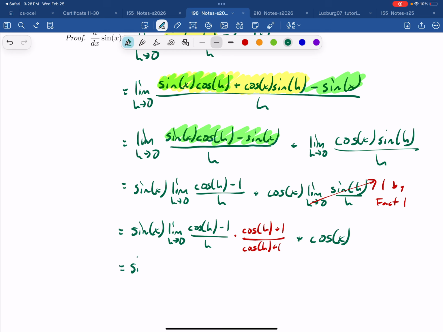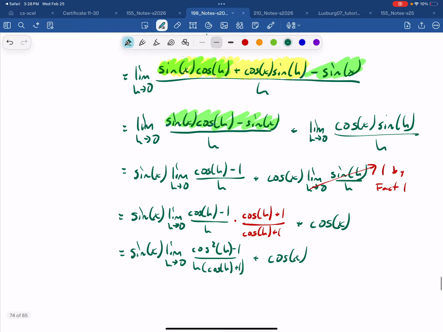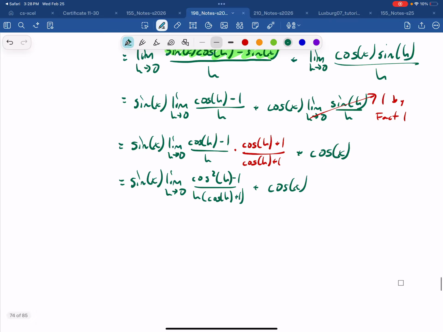And so we're going to wind up getting sine of x times the limit as h approaches 0 of cosine squared of h minus 1 all over this stuff. And then separately we have plus cosine x. And it turns out, remember our identity? Sine squared plus cosine squared equals 1. Well, you can use that identity to show that this is sine of x times the limit as h approaches 0 of negative sine squared of h.